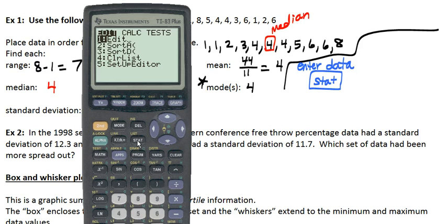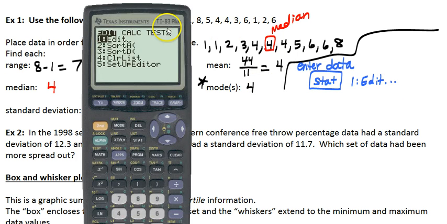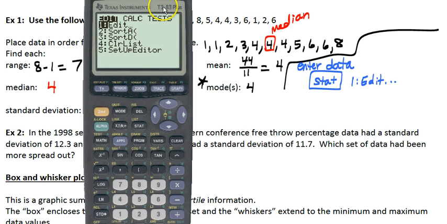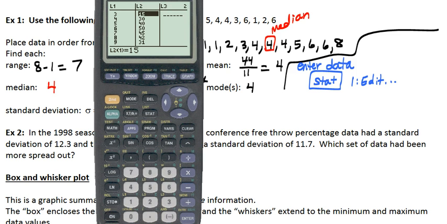In order to enter my data, I want to select number 1, Edit. What that does is it brings us to the statistics table of values where I can enter things. So I am going to select number 1, Edit. And now you can see in my calculator I already have data values. Some of you may also have data values already.